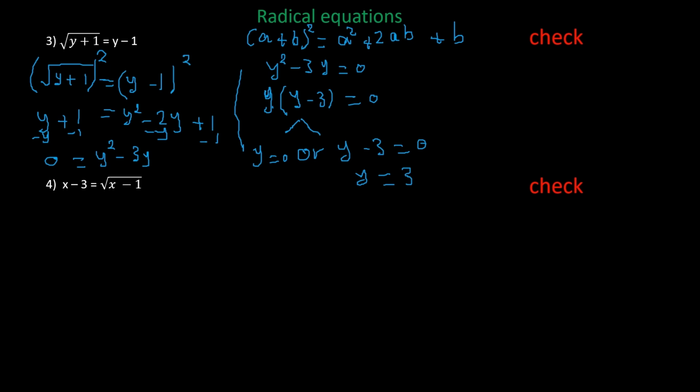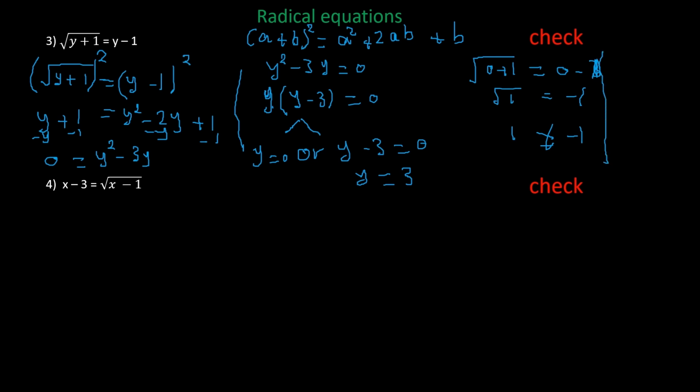Let's check the two answers. We have to check the first one. In the square root of y plus 1 equals y minus 1, we substitute y by 0. So 0 plus 1 on the left, and 0 minus 1 on the right. On the right hand side we will have negative 1, and on the left hand side the square root of 0 plus 1, which is 1. So the square root of 1 is 1, and of course 1 does not equal negative 1. So it's not an answer.